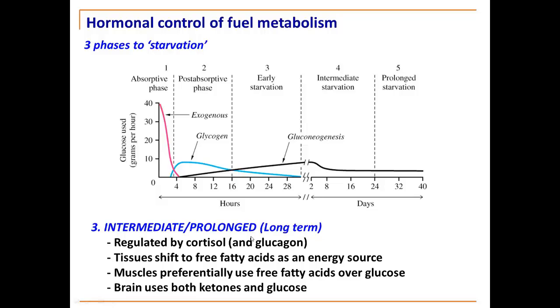And this is where our tissues have really shifted to fatty acids as their main energy source. Those tissues that can use fatty acids are using fatty acids. The muscles are preferentially using fatty acids over glucose. The brain still needs about 50% of its energy to be coming from glucose, so we still got to have some gluconeogenesis going on. There it is, we're still breaking down our muscle. But it also can use ketones. Okay, so it can use the ketones which have been made from fats.